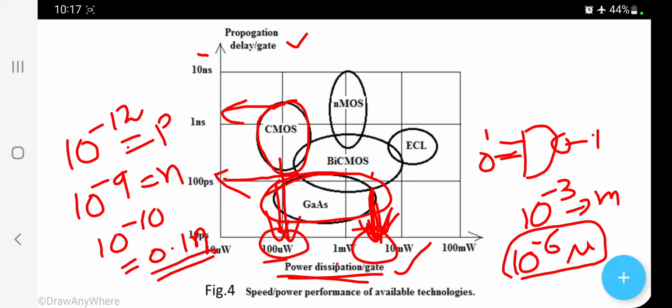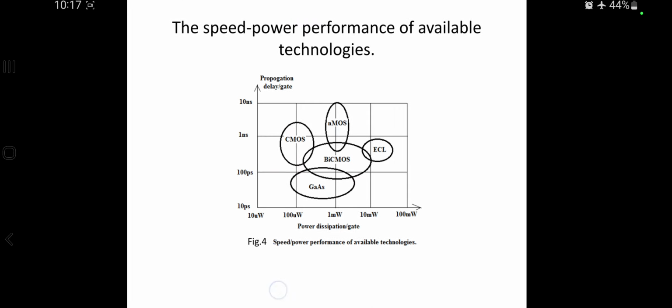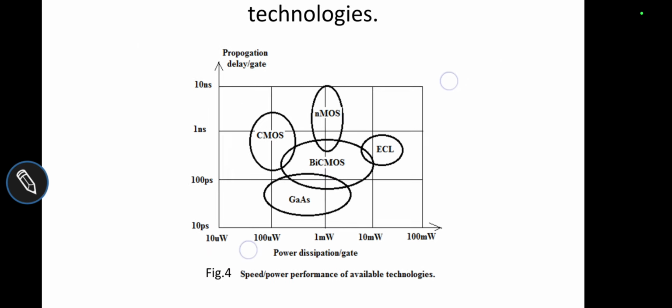So that's why mostly CMOS is preferred. In some special cases like RF circuit design, where very fast designs are required, gallium arsenide material is used to fabricate. Okay, right. Now let us compare the others also.